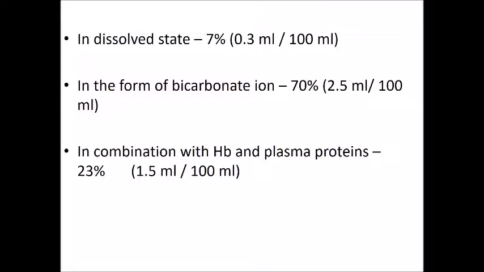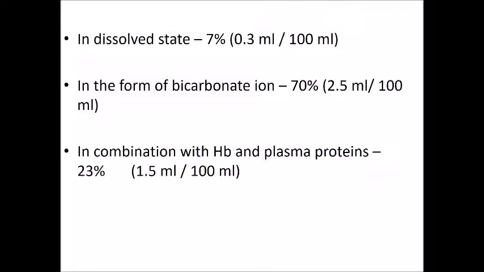In the dissolved state, only 7% or 0.3 ml out of total 4 ml. So very less amount of carbon dioxide is transported in dissolved form. Remember, in the oxygen, in the dissolved form it was 3%. Now the main form is in the form of bicarbonate ion. It contributes 70% of the total transport, or 2.5 ml out of total 4 ml of carbon dioxide transport in each 100 ml of blood.